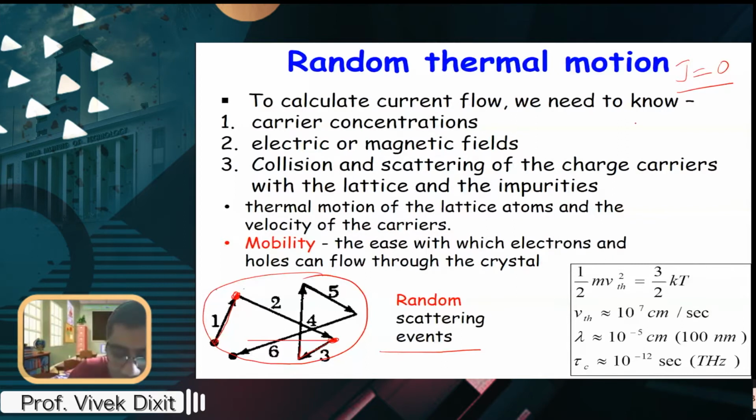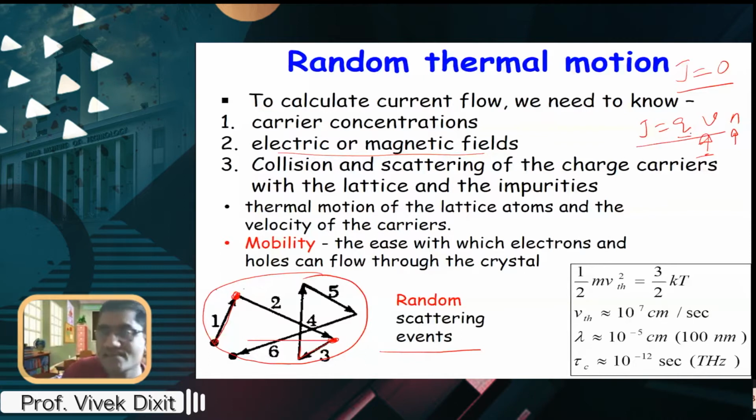As we know, J is Q times v times n. So we need to calculate the carrier concentration. We already know the band structure, and from the band structure how to calculate the carrier concentration, so that can be done. Then we also need to know the velocity. Velocity, of course, will depend on the applied field or applied force, right? So the electromagnetic field, and the charge is of course constant. So what will happen? These carriers will be accelerated by the field, right?